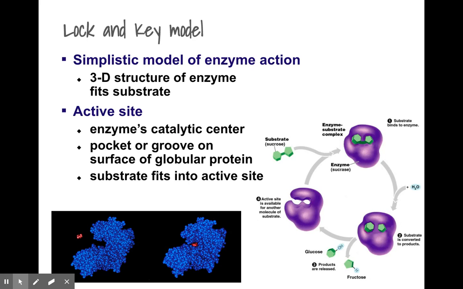Enzymes and substrate form what is known as a lock and key model. It's a simplistic model of the enzyme reaction. It's a 3D structure of enzymes that fits the substrate. The active site is the enzyme's catalytic center. It's a pocket or a groove on the surface of globular proteins, and the substrate fits into the active site, just like a lock and key.